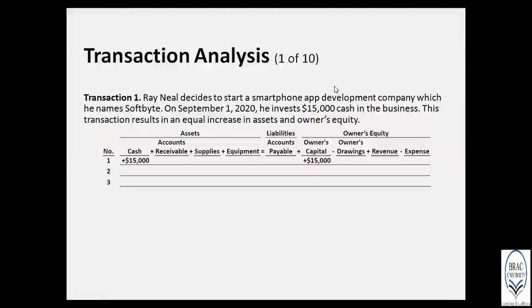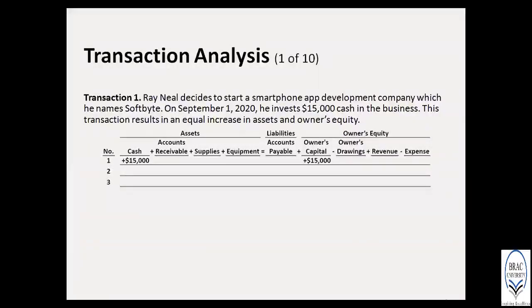Now we'll see an example where different transactions affect the accounting equation. In this first transaction, Rainil decided to start a smartphone app development company which he named Softbyte. On September 1, 2020, he invested $15,000 cash in the business. This transaction resulted in an equal increase in assets and owner's equity.